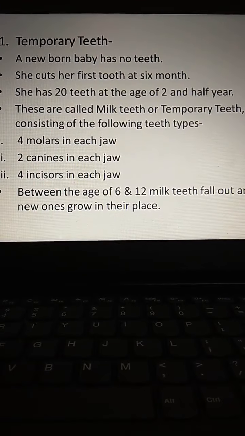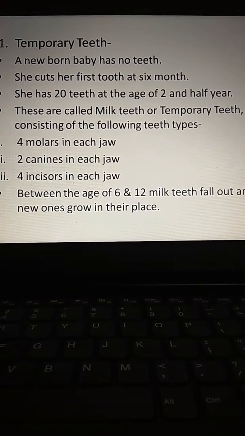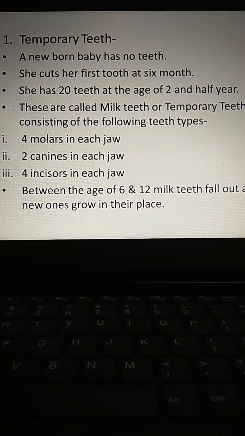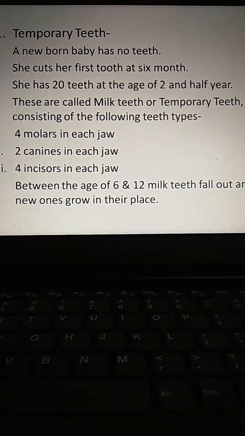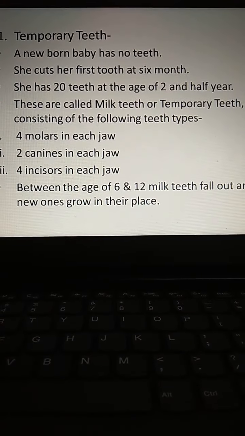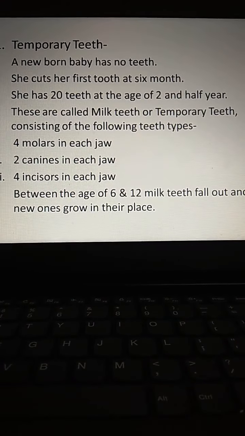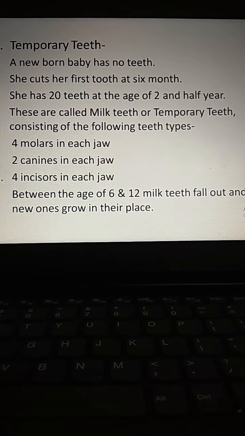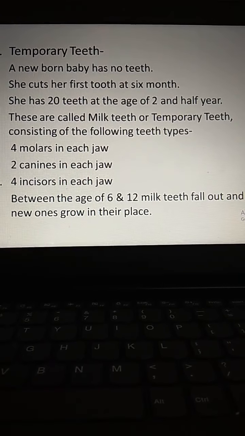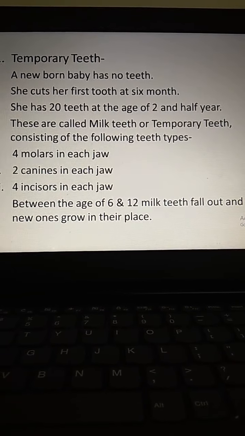By the time she is 2.5 years old, she has 20 teeth, 10 in the upper jaw and 10 in the lower jaw. We have two jaws in our mouth, upper jaw and lower jaw. So 10 teeth will be in the upper jaw and 10 in the lower jaw. They are called the milk teeth or the temporary teeth. Between the ages of 6 and 12, the milk teeth fall out one by one, and new ones grow in their place. This new set is known as the permanent teeth.